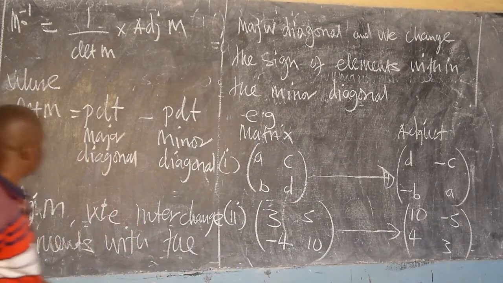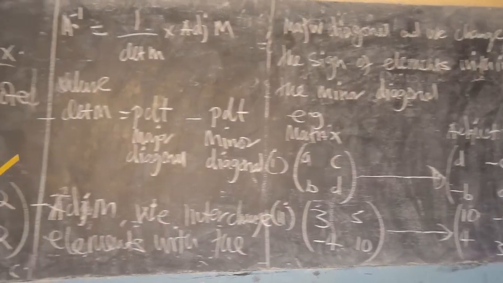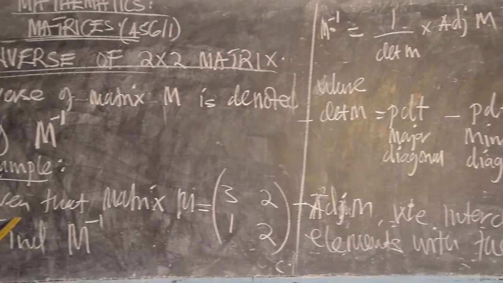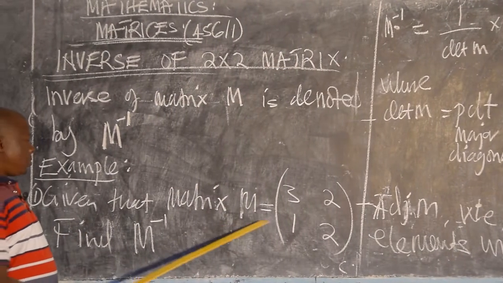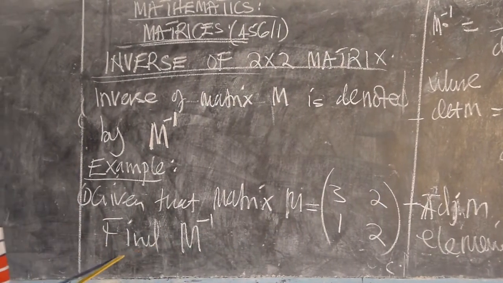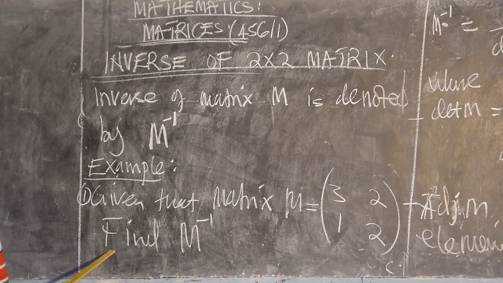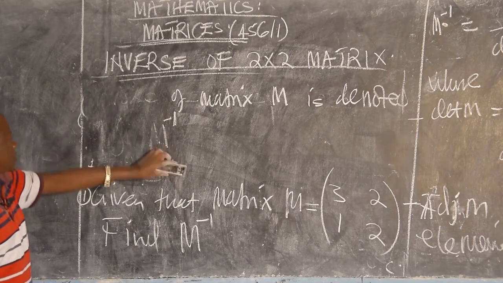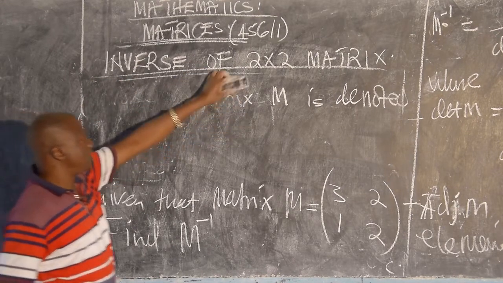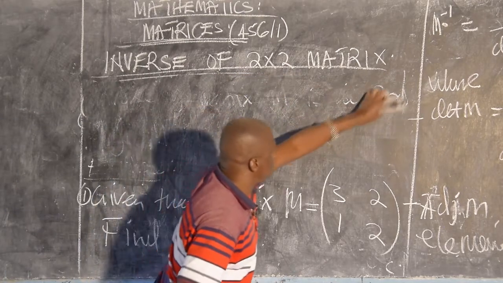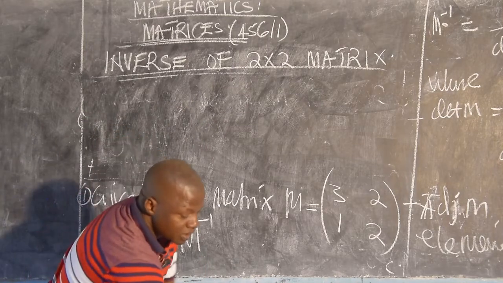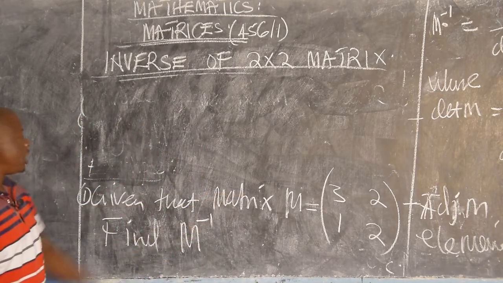Back to our question, which is here. They told us, given that matrix M equal to, find M inverse. For that case, allow me to get the determinant of M.